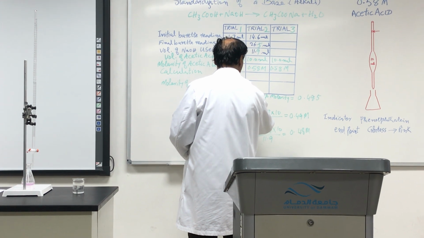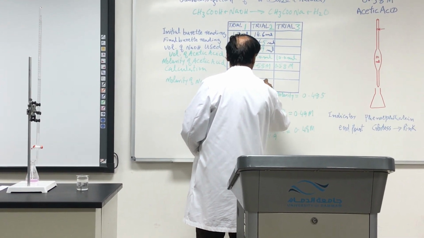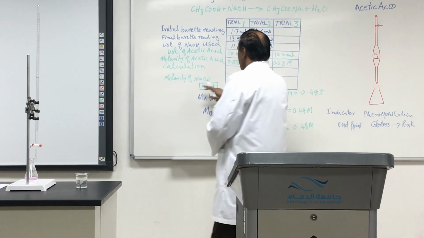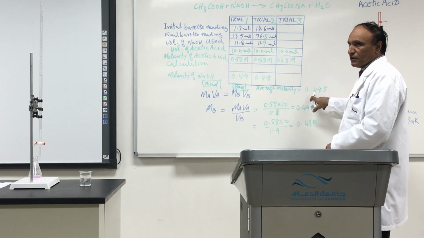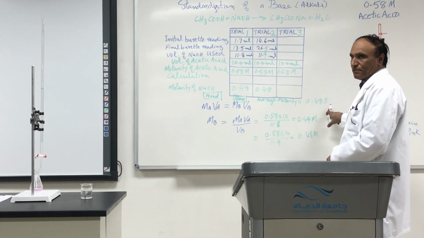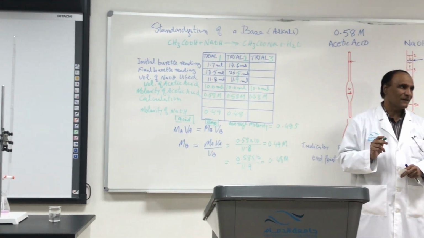0.49 or 0.48? Or 0.49. And the second time 0.48. This is the molarity, and then there is the average molarity, which is written there. So this is the average. Look, what is this? 0.485. What is this? The average.